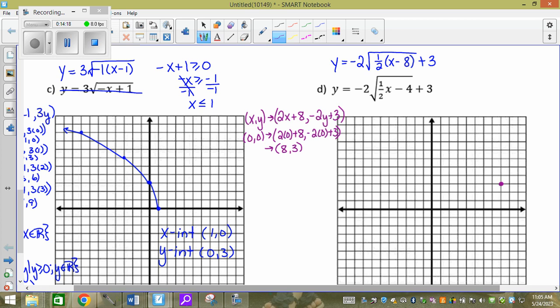Oh, it's going to be up and to the right, but down to the left. Oh, right, down and to the right. I'm going to change it. I'm going to go like this. I'm going to make my x scale 2. So 2, 4, 6, 8, and 3.